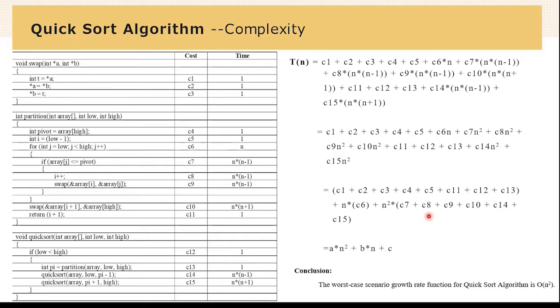To know the worst growth rate function, we will remove all the lower level Big O notation, which is n and constant. So it will leave only the n squared. So the conclusion we can get from this complexity is the worst case scenario growth rate function for quicksort algorithm is O(n squared).